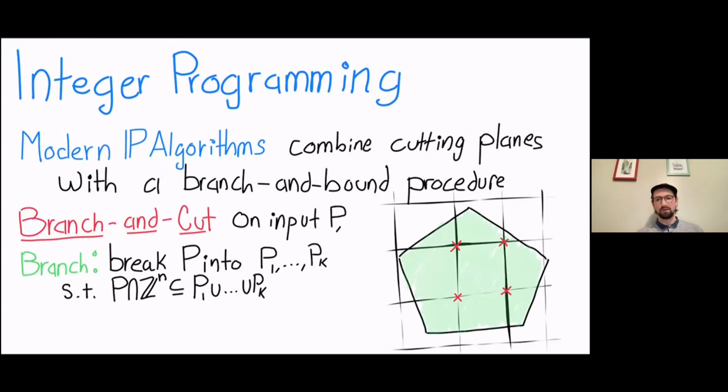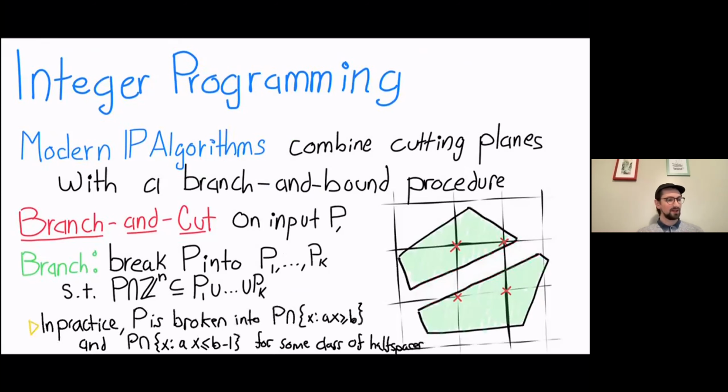We're going to repeat the following two procedures. First we branch. So we break the polytope P up into subpolytopes, P1 to Pk, such that every integer point is contained in one of these polytopes. So here's one way of branching. You get two polytopes there. You can observe that all the red X's are contained in one of the polytopes.